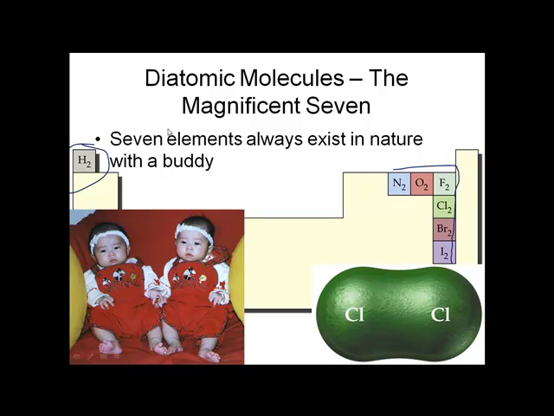So if I say you have a sample of nitrogen, I'm saying you have N2, nitrogen bonded to a nitrogen. If I say you have some iodine crystals, that is just iodine, which is I2, 2 iodines bonded together. It doesn't matter really the state of matter that they're in, solid, liquid, or gas. If it's just nitrogen, it's N2. If it's just chlorine, it's Cl2, and so on.